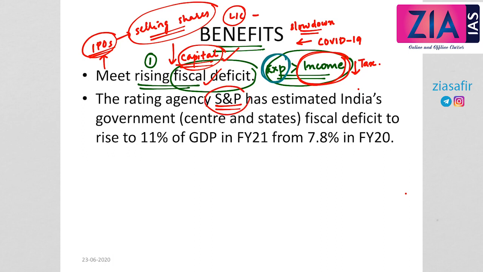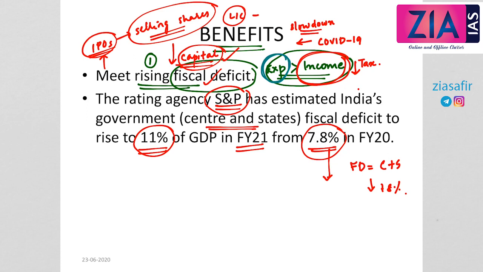Again, the rating agency S&P has estimated India's fiscal deficit, both combined of the central government and the state governments, to rise to 11% of GDP in financial year 21 from the previous 7.8%. So in the financial year 20, the fiscal deficit of the center plus states combined is 7.8%, whereas it is expected that it will rise to 11% of our GDP in the 2021 financial year.